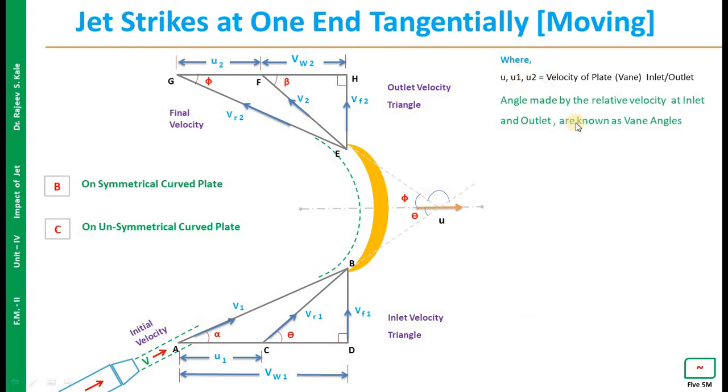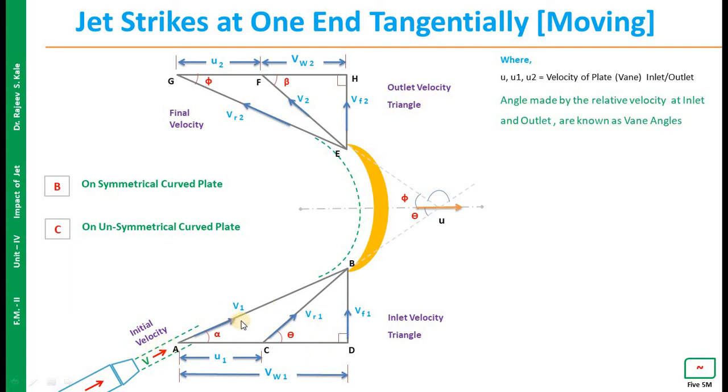In the case of a symmetrical curve plate, the tangential velocity is the same, u1 and u2 are equal. Then the angle made by the relative velocities at inlet and outlet are known as vane angles. So the angle made by the relative velocity at the inlet or at the outlet are known as vane angles. So this theta and phi are known as vane angles at inlet and outlet respectively.